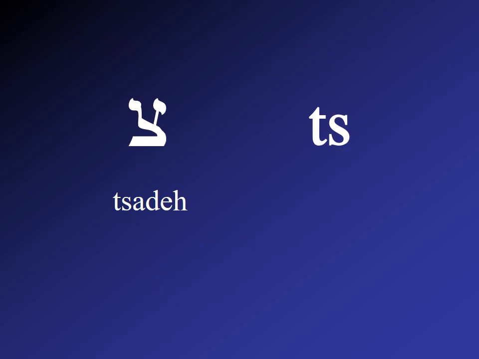Next letter in the Hebrew alphabet is the tzadeh. It's pronounced like English TS. In English, we don't normally put the TS sound in first position in a word, so it may be a little bit difficult for you to pronounce, but you can get there. It is pronounced tzadeh.